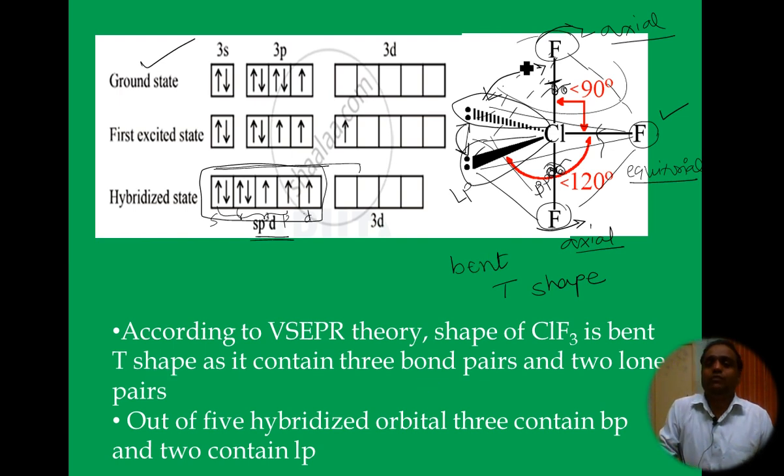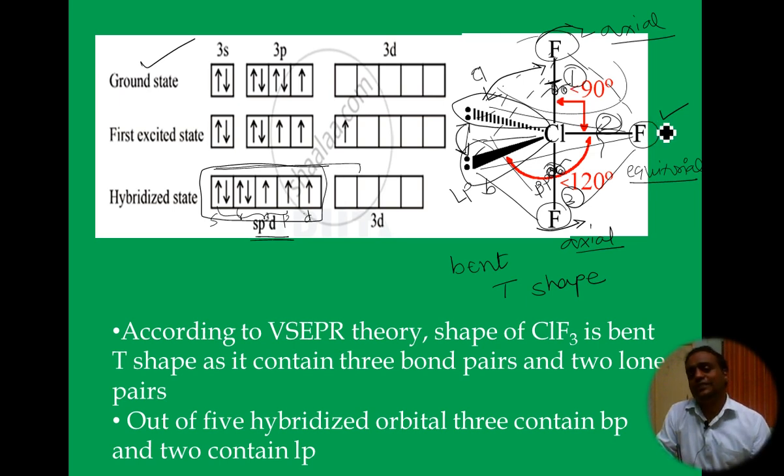So these are 3 bond pairs. This is 1, this is 2, and this is the third one. Okay, and these two are A and B. These A and B are lone pairs of electrons. So these repel these fluorine atoms towards this fluorine atom, and that's why it becomes a bent T shape.